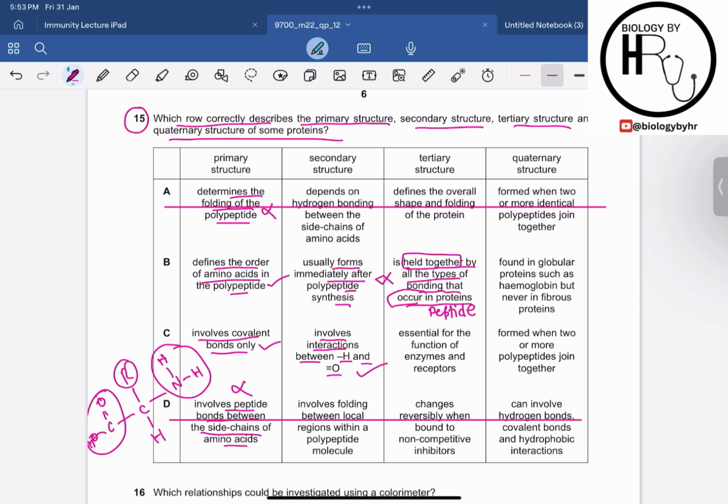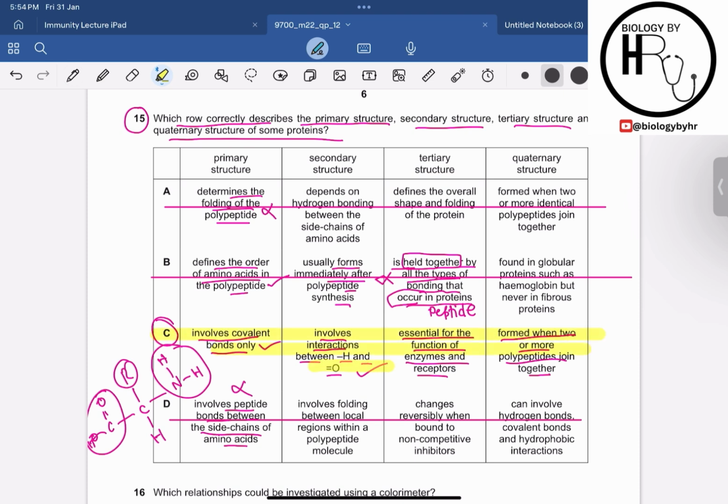They are not held together by the peptide bond. In the statement they are saying it is held together by all type of bonding that occurs in the protein, so it is incorrect, right? So we can simply eliminate option B as well. Now let's look at option C, which is our correct answer. No doubt it is essential for the function of the enzymes and receptors. Yes, we know that enzymes have a tertiary structure. And if I talk about the quaternary structure, yes, it is formed when two or more polypeptide chains join together. So hence the correct answer to this MCQ is option C, right?